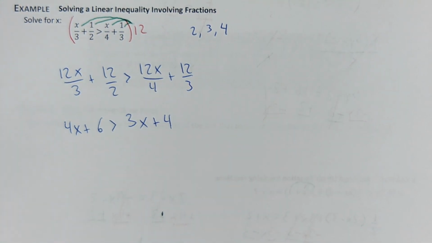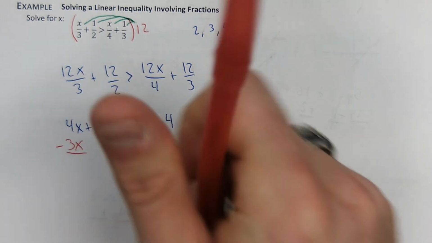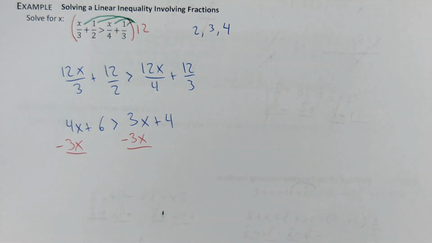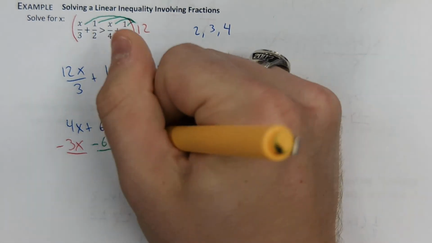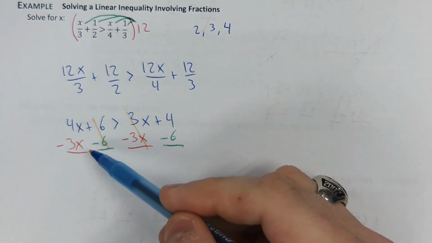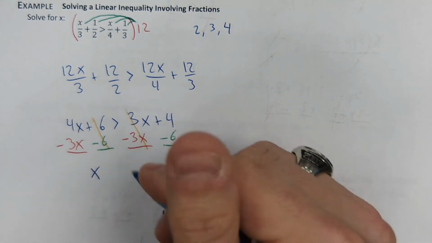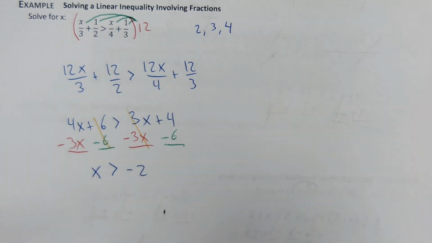Move your x's to, because it's inequality, I always take the x's to the left. And the non-x's will go to the right. Oh, where's my green pen? There it is. 4x minus 3x, x greater than 4 minus 6, negative 2, finished. That's all there is to that. So that is how you deal with multiple fractions that don't have the same denominator.